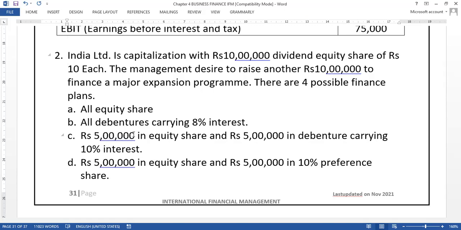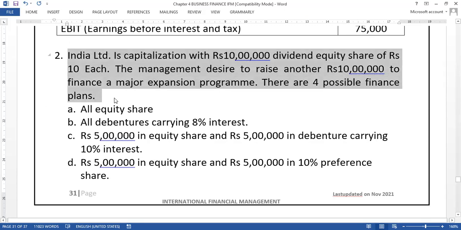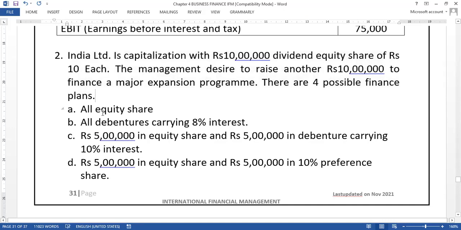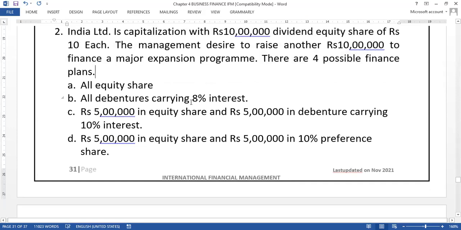There are four possible plans. The first one is all equity shares. Second, we have all debentures carrying 8% interest. Third, we have 5 lakh in equity shares and 5 lakh in debentures carrying 10% interest. And last, we have 5 lakh in equity shares and 5 lakh in 10% preference shares.